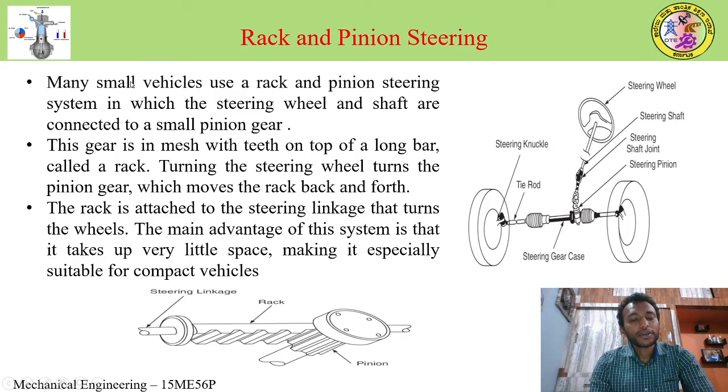Many small vehicles use a rack and pinion steering system in which the steering wheel and shaft are connected to a small pinion gear. This gear is meshed with the teeth on top of the long bar called the rack. Turning the steering wheel turns the pinion gear, which moves the rack back and forth. When we rotate the steering, the pinion rotates, and the rack, which is meshed with it, moves. If we turn left, it moves left; if we turn right, it moves right. The rack has a back and forth movement.